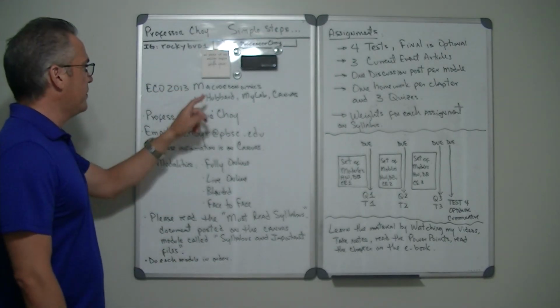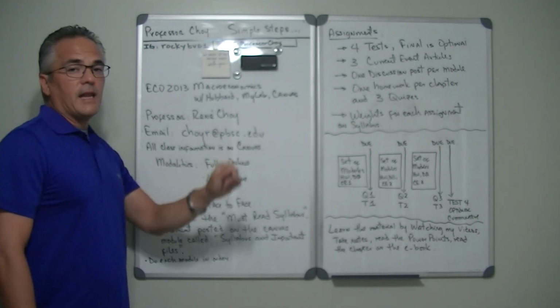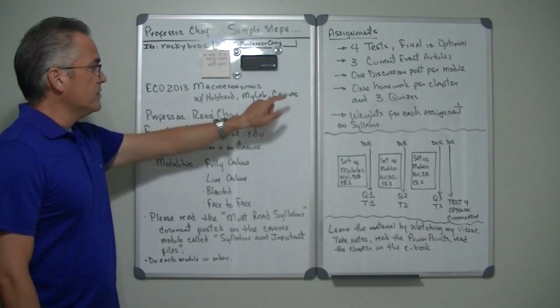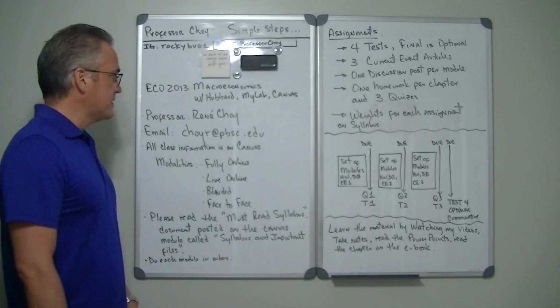We're going to be using a book by Hubbard. We're going to be using MyLab for your homework and your quizzes and your tests. And we're going to be using Canvas to basically put it all together as a learning management system.